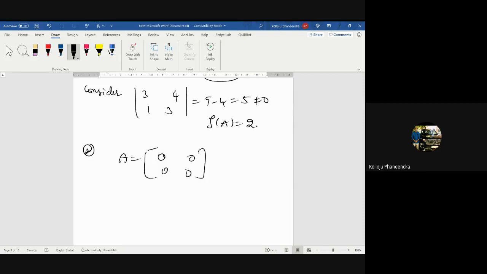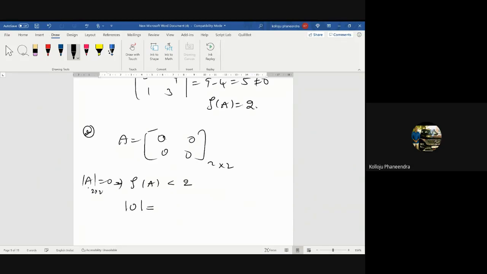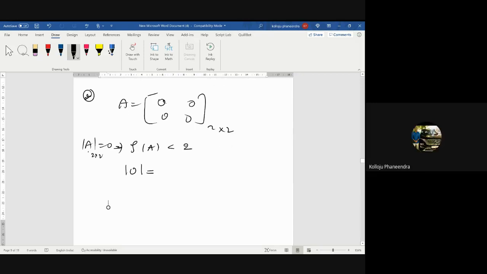Singular matrix. Then what is the rank? Less than 2. The determinant of A, 2 by 2, is 0. That implies rank of A is less than 2. Then 1 by 1 I have to consider. This is also 0. Similarly, another 1 by 1, another 1 by 1, another 1 by 1, all are zeros.